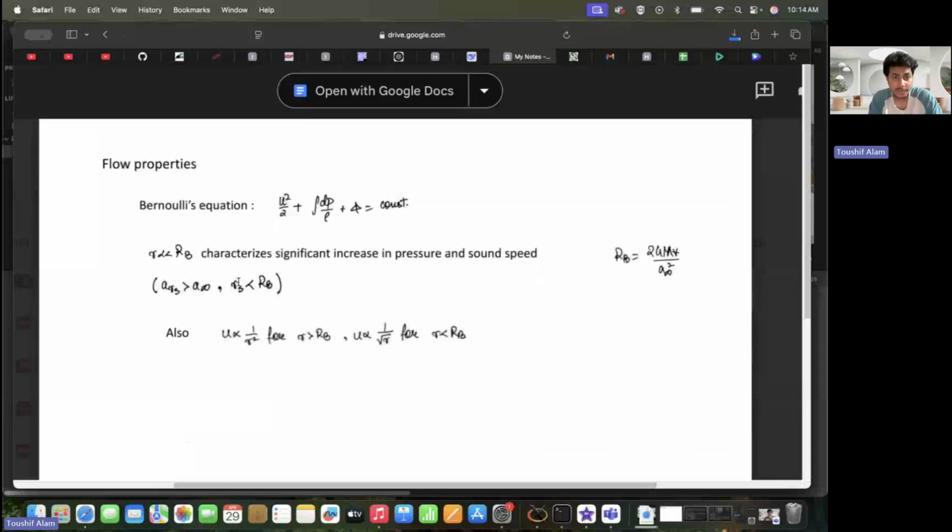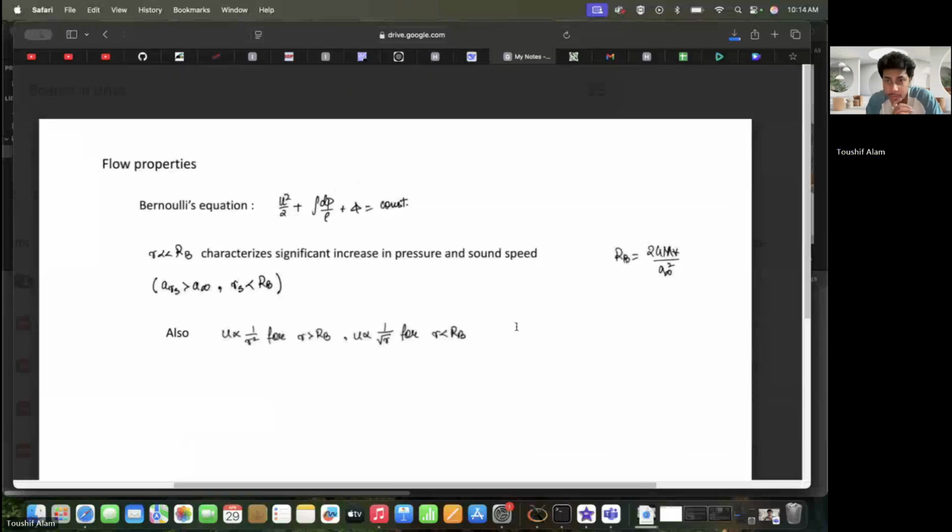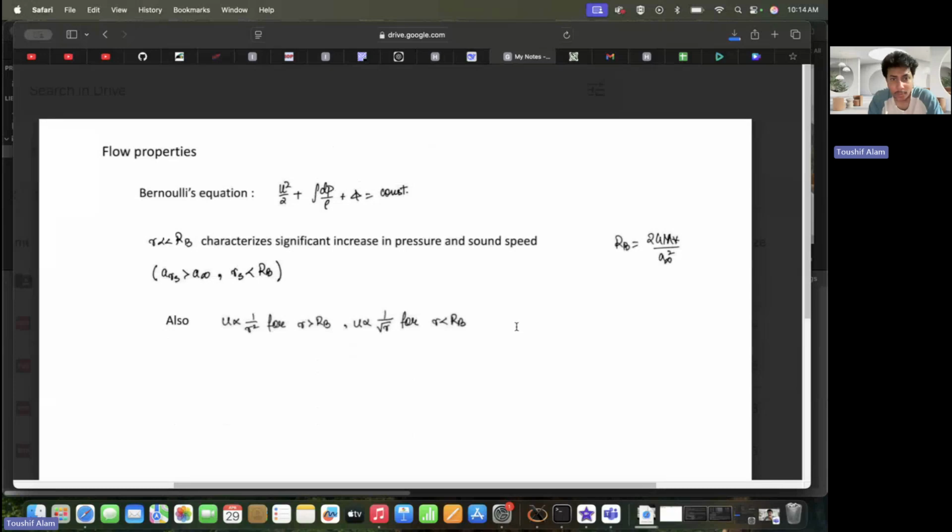So if r is much greater than Rb, it characterizes significant increases in pressure and sound speed. Rb is equal to 2 G M star by v infinity square. Also proportional to 1 by r square for r greater than Rb, and equal to 1 by root r for r less than Rb.